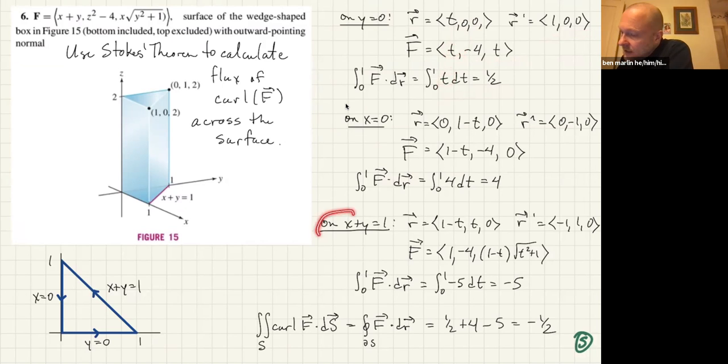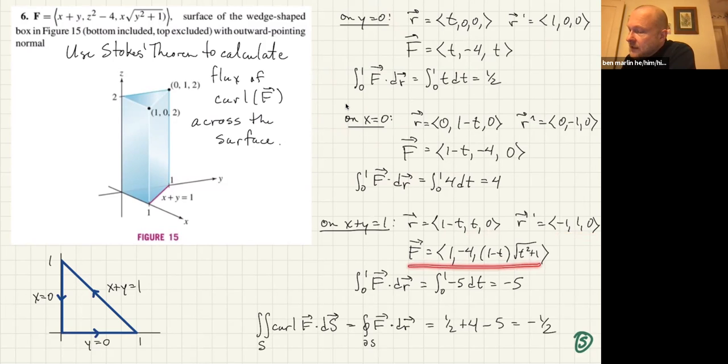Then on x plus y equals 1, you want to start at 1, 0, 0 and go to 0, 1, 0. So 1 and then 0, 0, and then subtracting t to get it down to 0, and adding t to get it up to 1 as you go with your t's going from 0 to 1. The derivative of that is the -1, 1, 0.